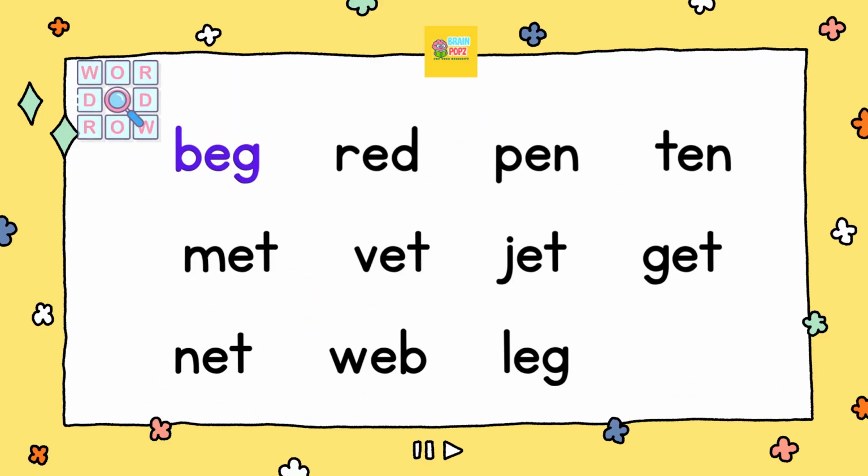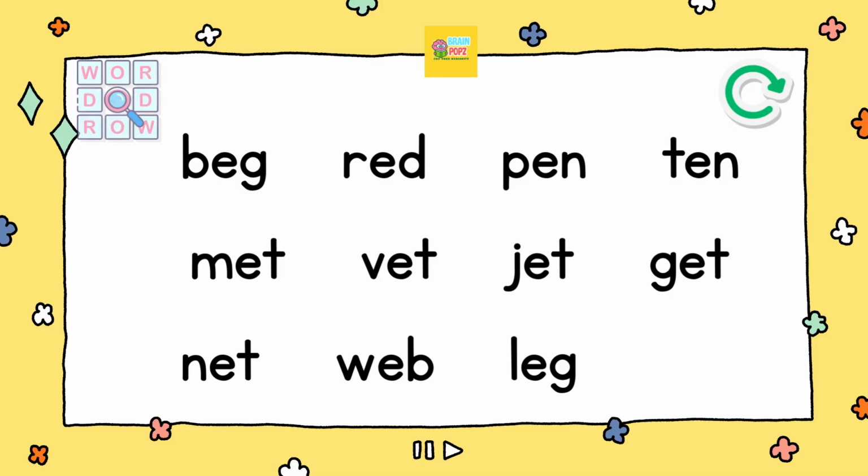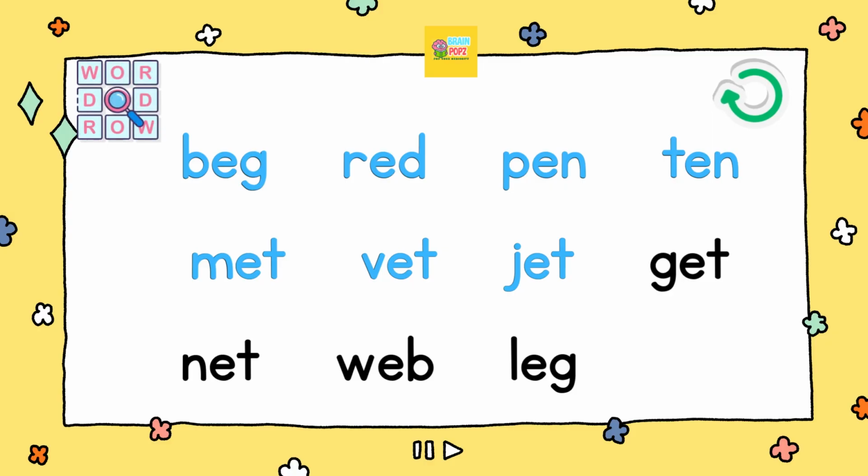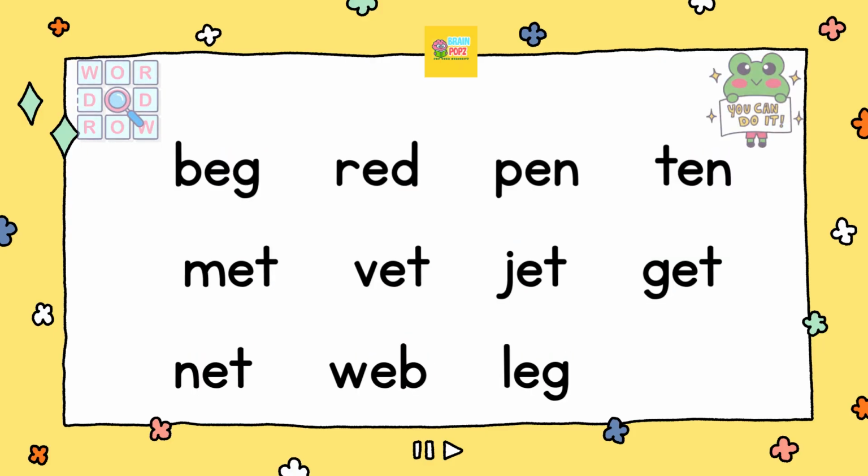Words to know: beg, red, pen, ten, met, wet, jet, get, net, web, leg. Again. Beg, red, pen, ten, met, wet, jet, get, net, web, leg. It's your turn to read.